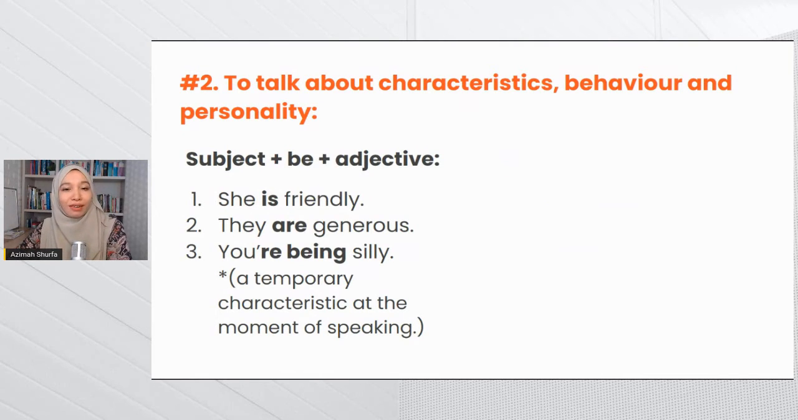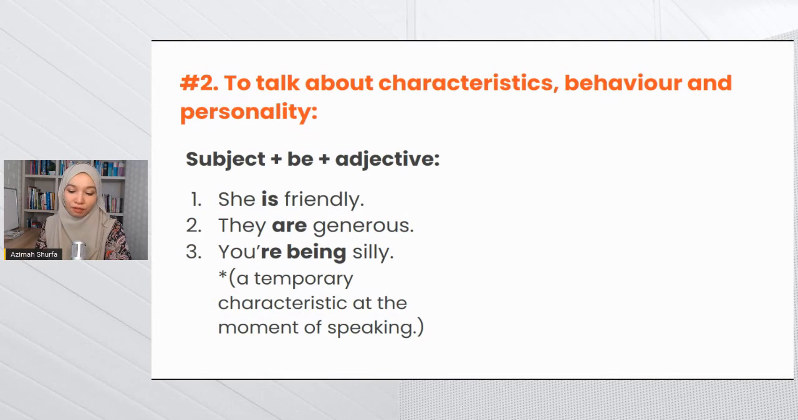To talk about characteristics, behavior, and personality. So we have subject plus the be verb plus an adjective. She, subject, is friendly. They are generous. You are being silly. You're being silly. So here I'm using you are being silly. So what I mean here is that it is a temporary characteristic at the moment of speaking.